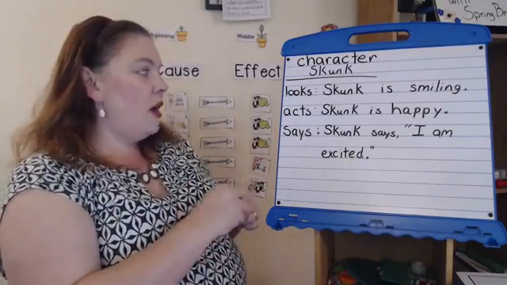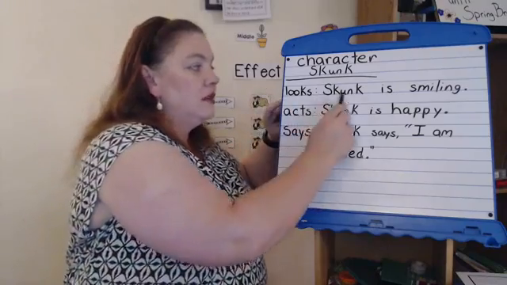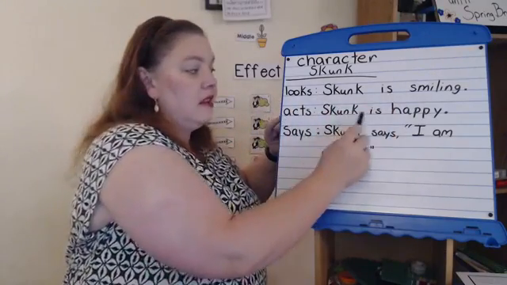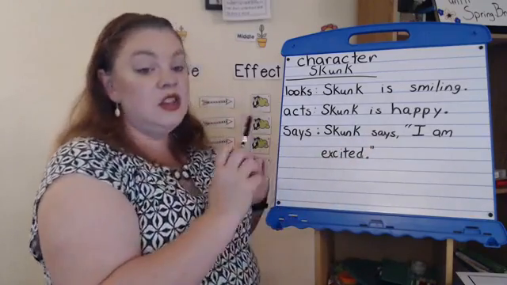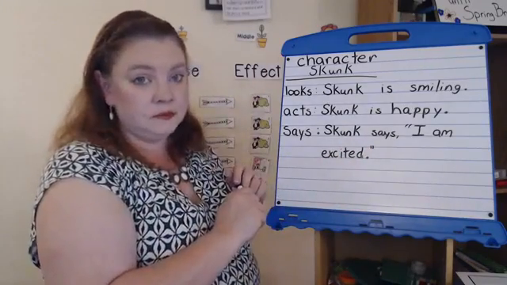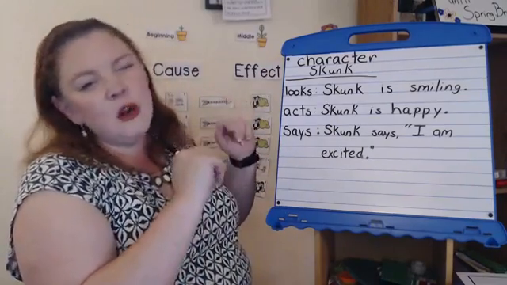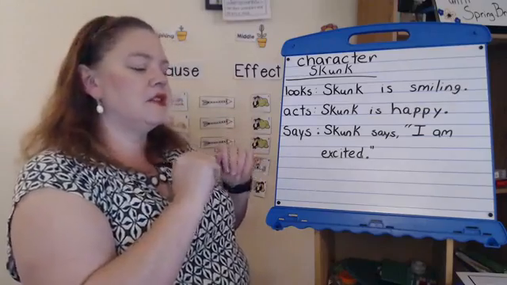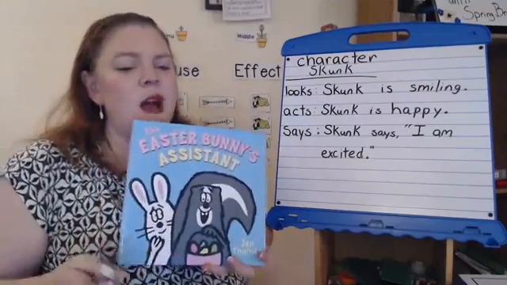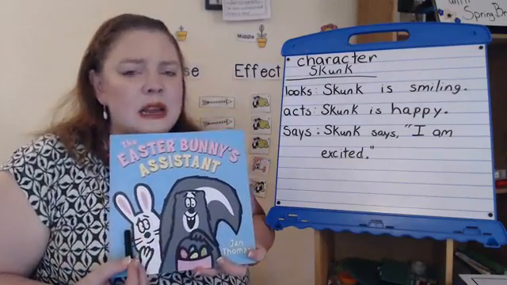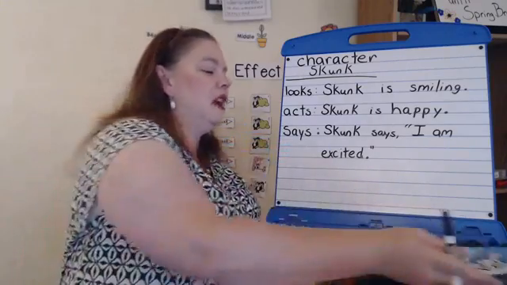So today, when you're talking about your character from your book, we have Skunk looks, Skunk is smiling. How he acts, Skunk is happy. What he says, Skunk says, I am excited. So you can copy this straight off my board, because we're just diving into that character of Skunk. We kind of know about the Easter Bunny, but we really wanted to see Skunk's character, because I'll be honest, the first time I saw this book, I was completely confused. Why would a skunk help the Easter Bunny with eggs? I didn't understand. So I'm glad I'm looking into this character of Skunk.